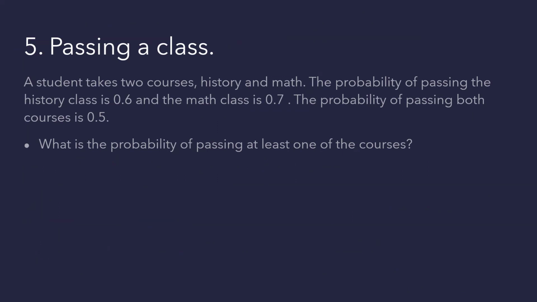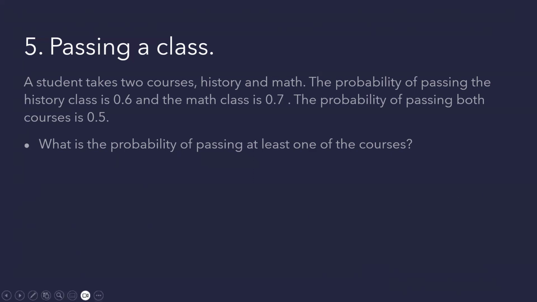So a student takes 2 courses, a history and a math class. The probability of passing the history class is 0.6. The probability of passing the math class is 0.7. The probability of passing both courses is 0.5. What is the probability of passing at least one of the courses? This is an or question. You either pass one or you pass the other.